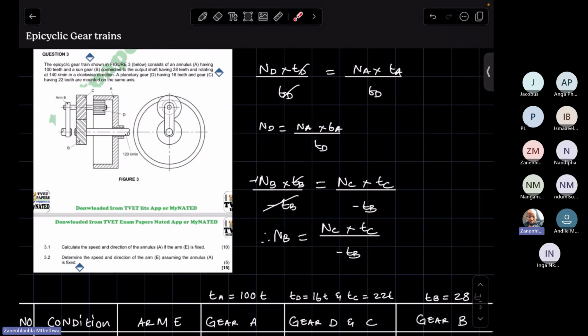So that is it as far as epicyclic gears. Any and all problems you're going to approach like this. This is probably the most complex problem in epicyclic gears. Other problems are pretty simple, where you just have the annulus, the planetary gear, and the sun gear. You will take the very same approach.